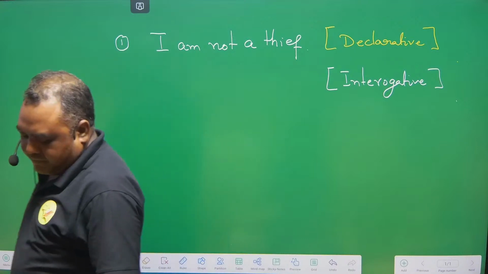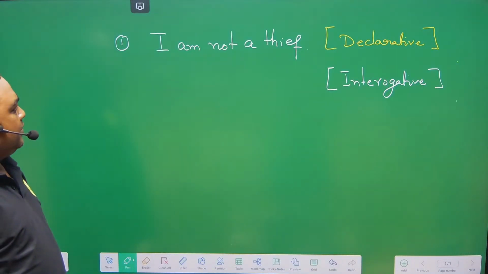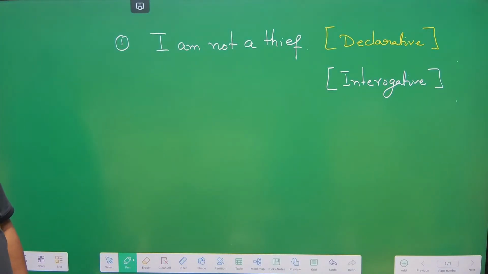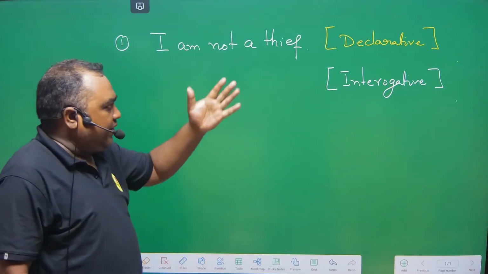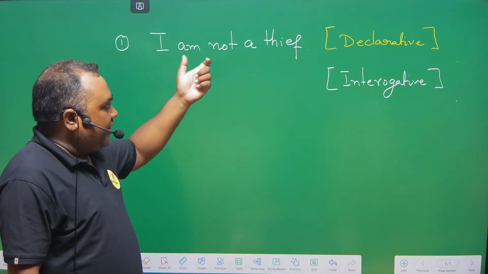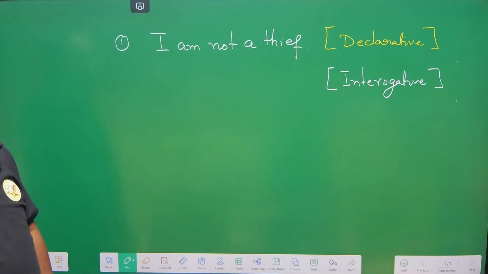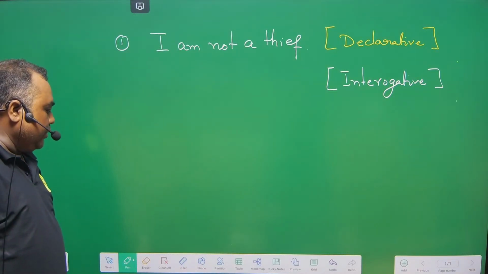Come on, student. Read it carefully. I am not a thief. This sentence is in declarative form. Now, what do you have to do? You have to convert this sentence into interrogative form. Just convert it and write it in your comment section. Come on, student. Convert this one into interrogative form.